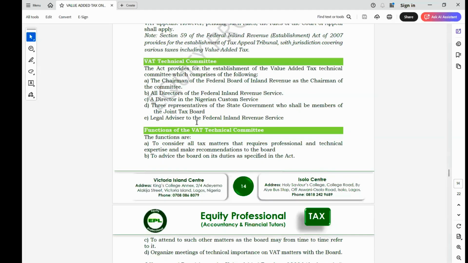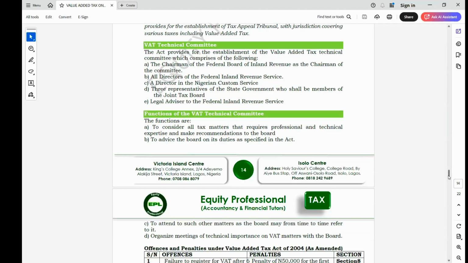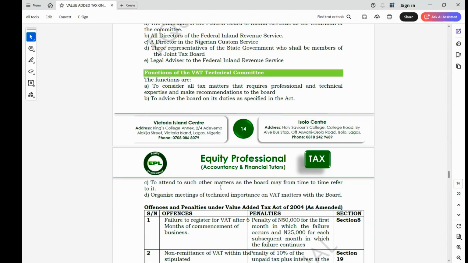So what are now the functions of this VAT Technical Committee? To consider all tax matters that require professional and technical expertise and make recommendations to the board. Any matter that requires technical expertise, they are going to look at it and recommend to the board. They also advise the board on its duty as specified in the Act, that these are what you are expected to do. They attend to such other matters as may be referred to it from time to time by the board. They can also organize meetings of technical importance on VAT matters with the board.